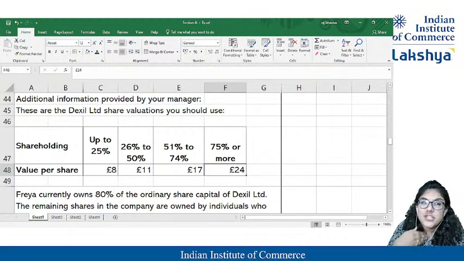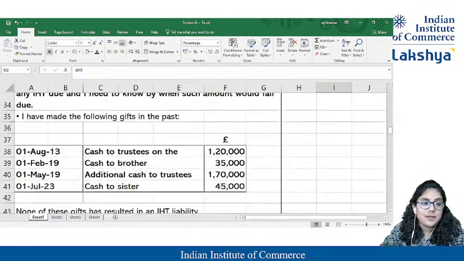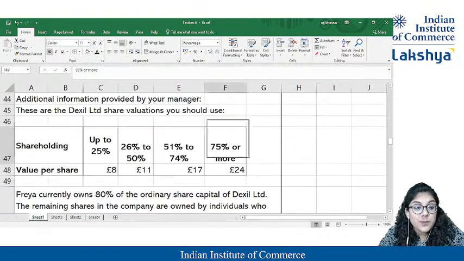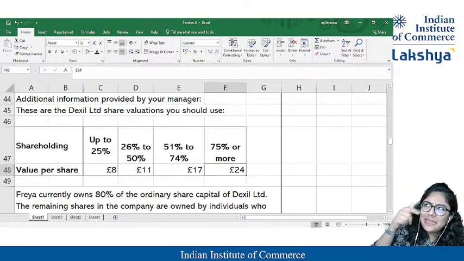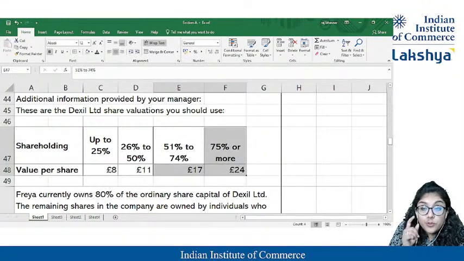Day one, how many shares was I having? Ma'am, I was having 80, but you gave 20. Initially, my share price would be higher, and after I gave, I'm left with 60%. So maybe both these figures could impact me. Yes.